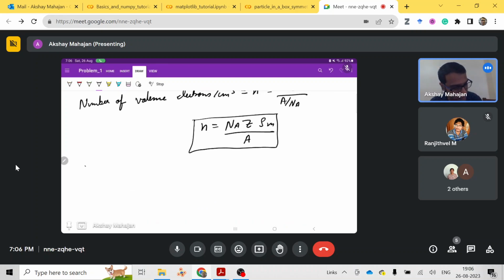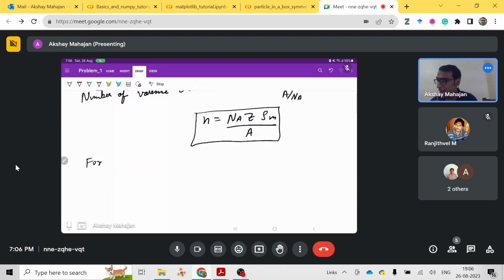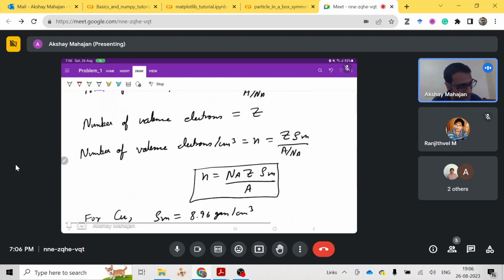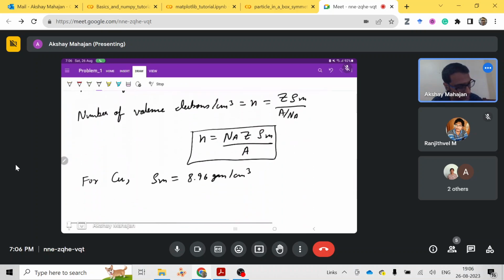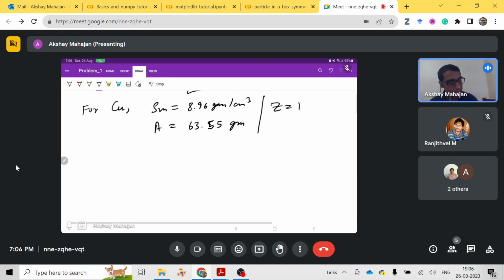Now we will solve for a particular case of aluminium and copper. Let's start with copper. For copper, rho m is given to us as 8.96 gram per centimeter cube, and capital A, its atomic weight, is given as 63.55 gram. And our Z is equal to 1. For copper, Z will be 1, the number of valence electrons.